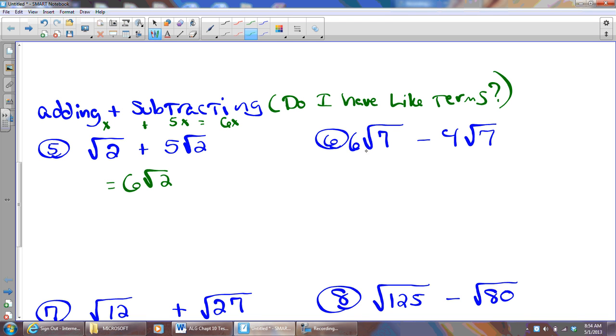Here I'm counting how many rad 7's. This tells me how many there are. There's 6 rad 7's here. And I'm losing 4 of my rad 7's.